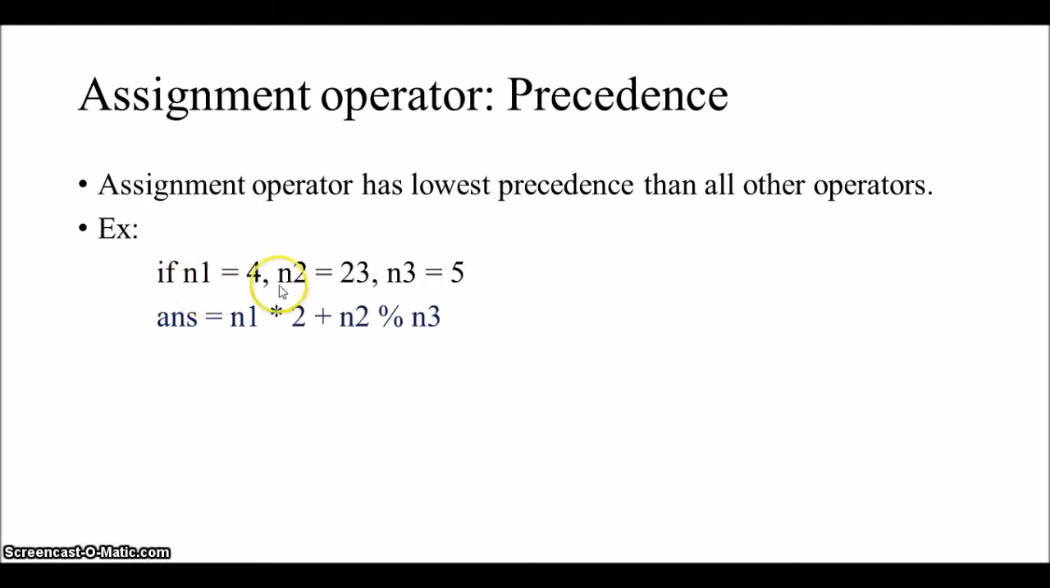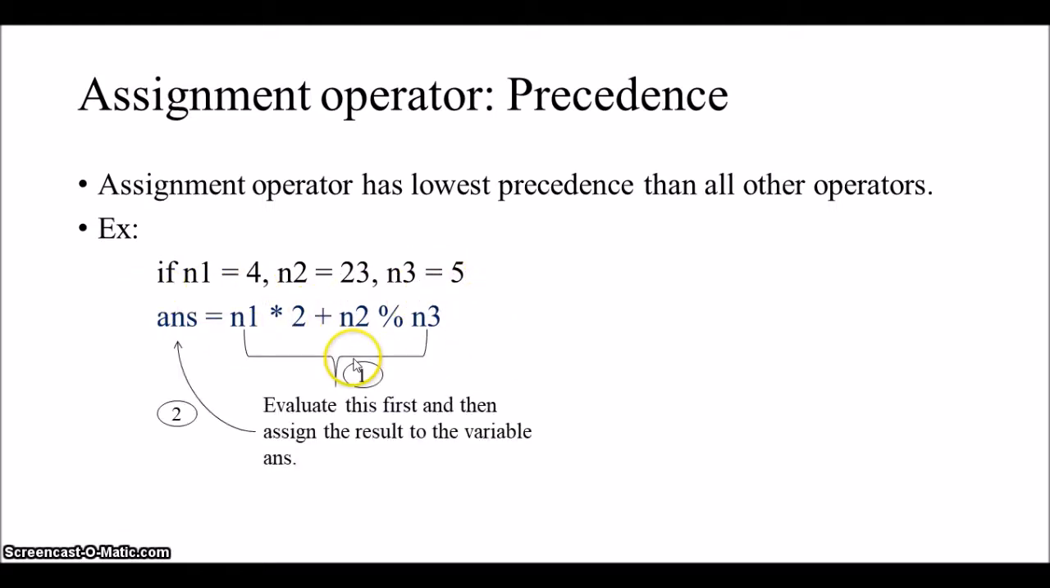Example, assume that n1 is equal to 4, n2 is equal to 23 and n3 is equal to 5 and there is this complex expression. So what you are supposed to do when such a complex expression including assignment operator is present, first you need to evaluate this expression and then assign the result to the variable answer. Whatever the result is generated from this expression, that you need to assign it to the answer. First you should solve this and this result should be assigned to the answer. Therefore, the assignment operator has the lowest precedence than all other operators.